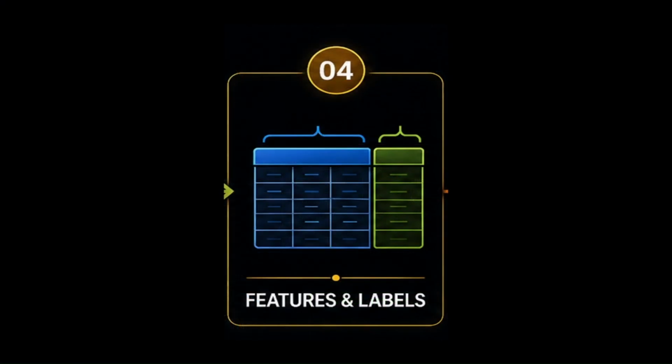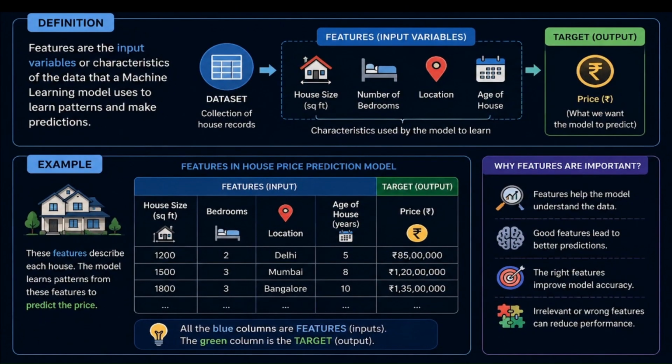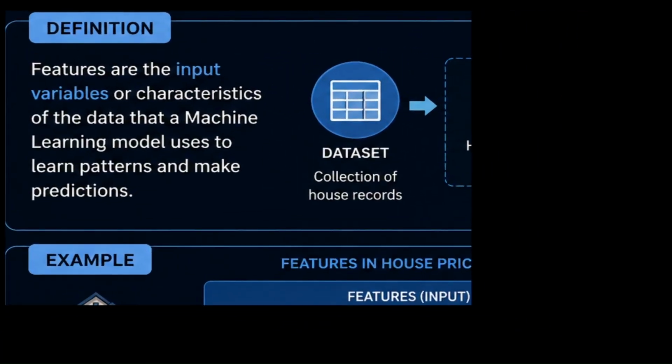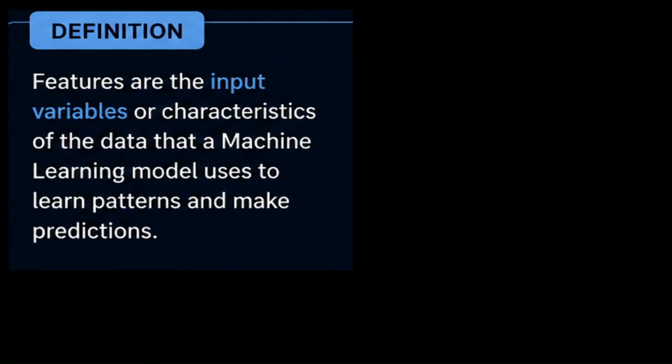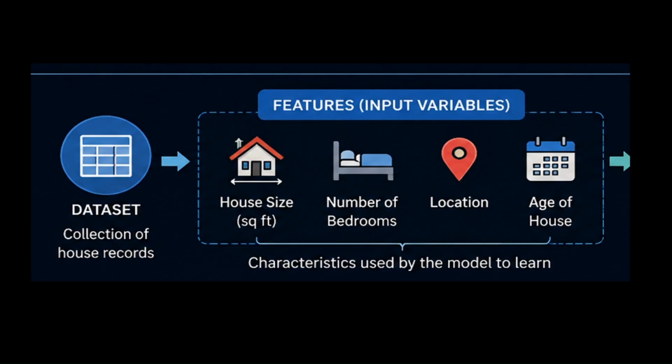Now let's understand the next terms, features and labels. A technical definition of a feature is, a feature is an input variable or characteristic of the data that a machine learning model uses to learn patterns and make predictions. Let's continue with our house price example.